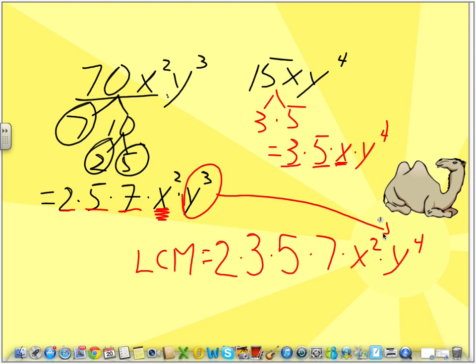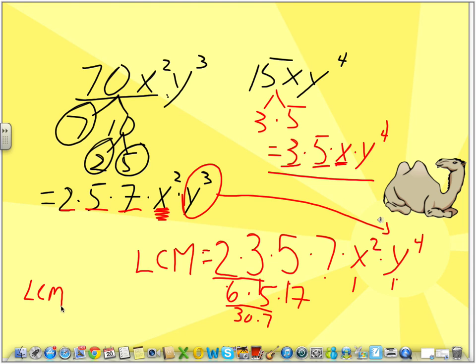So do I see 2 times 5 times 7 times x squared times y to the third? It's in there. 3 times 5 times x times y to the fourth. It's in there also. So then I just need to put it all together. And I get 6 times 5 times 7, or 30 times 7, or LCM being 210 x squared y to the fourth. Okay, and what does our camel have to say about that?